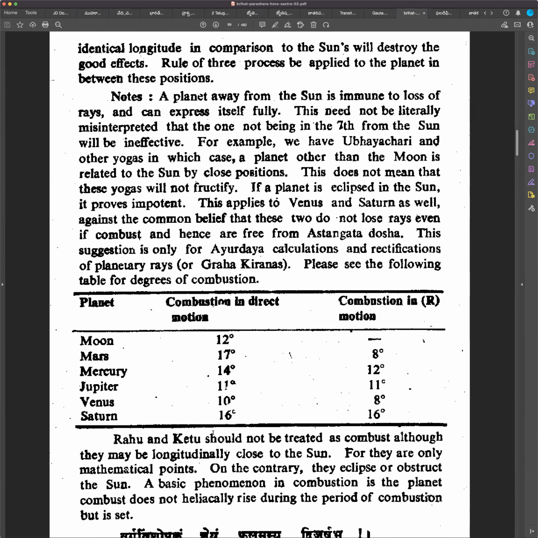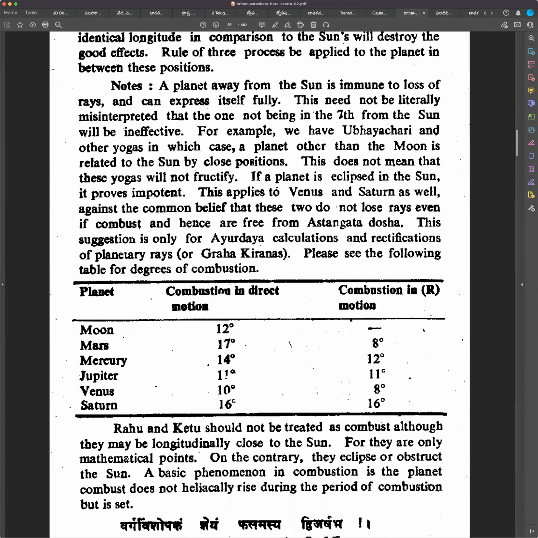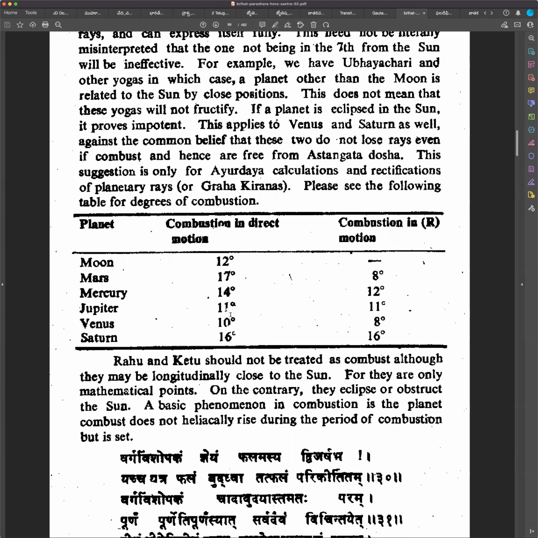So the planet will lose its energy when nearing the sun. The moon will be combust whenever it is within 12 degrees of the sun. Mars is 17 degrees, Mercury is 14 degrees, Jupiter is 11 degrees, Venus 10 degrees, Saturn 16 degrees. Within these degrees, the planet gets combusted. These are all the points you need to remember when estimating the strength of a planet.